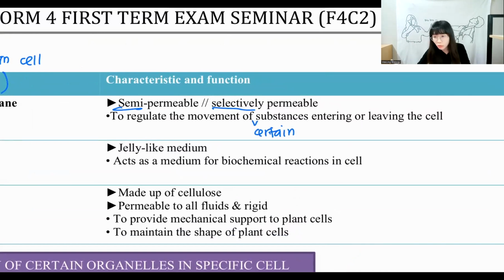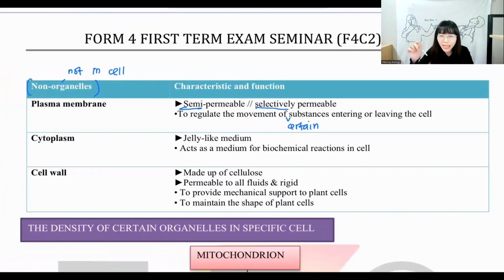If you learned chapter 3 in school already, I believe our teacher emphasized the word "certain", because certain here refers to small substances. The large ones cannot just diffuse through. They have to use some protein to allow the transportation. So that's why it's called semi-permeable. It only allows certain substances to pass through.